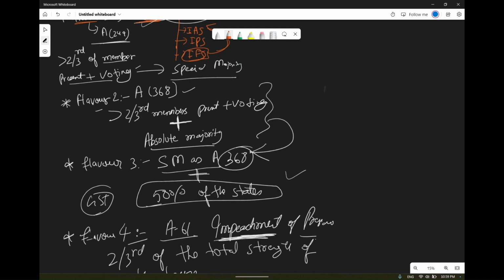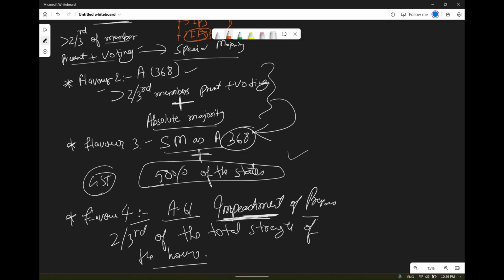Now flavor 2. Flavor 2 comes from article 368. It talks about 2/3 of the members present plus voting, and it should be an absolute majority. Let us suppose house strength is 245, and due to something, let us suppose they captured the ministers. The opposition party or the ruling party captured a total of 150 ministers. So the strength has been reduced, for the ease of calculation, by 145 members.